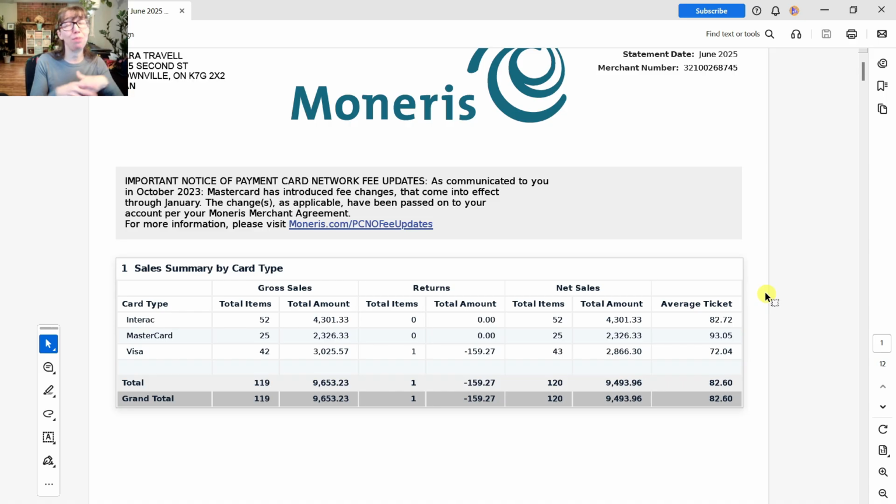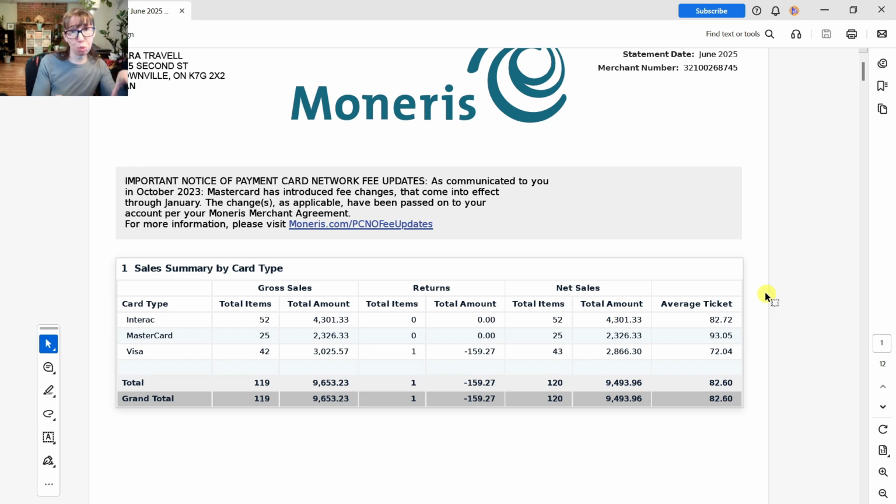They can actually sometimes be very challenging to find the information that you need off of them. But if you persevere, you can sort it out. So I have a Moneris one here. We're going to take a closer look at it when we do the Moneris or the POS clearing reconciliation.